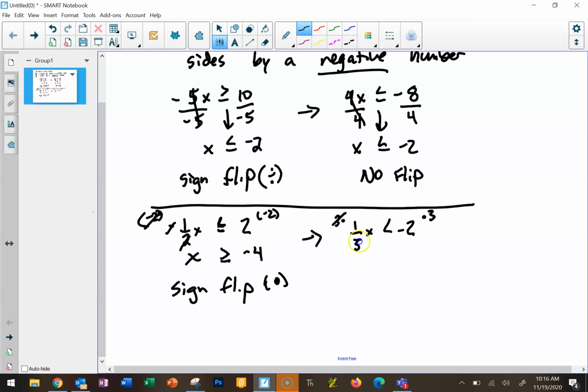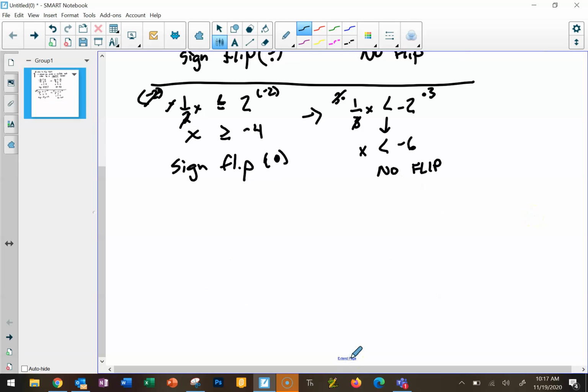So the positive 3 cancels with the one in the denominator, leaving us with 1x, which we know is just x. And the sign does not change. So it's negative 2 times 3, which is negative 6. So no sign flip on this one. The negative number only matters if it's on the variable side, the x side or y side or whatever of the inequality. So that should take care of the multiplication and division part.